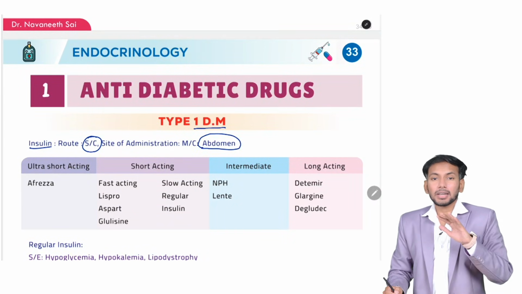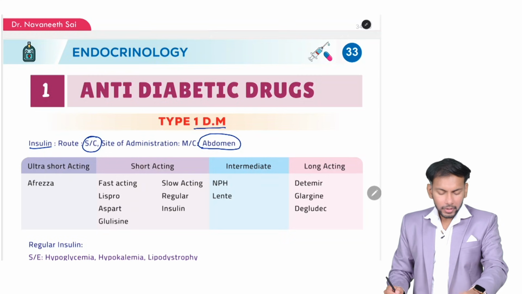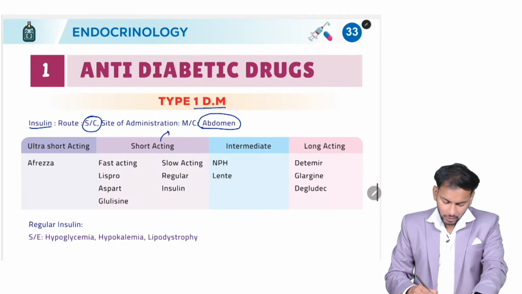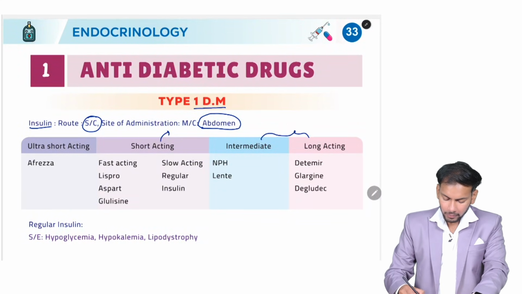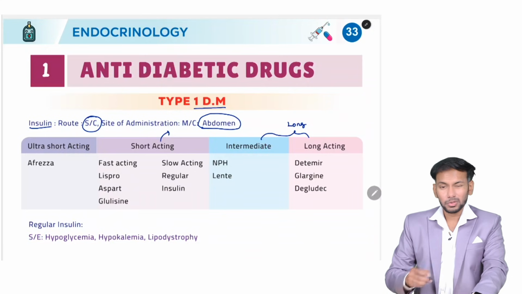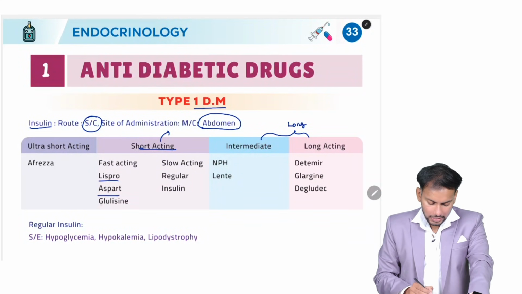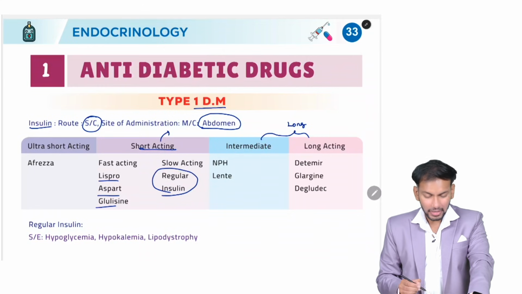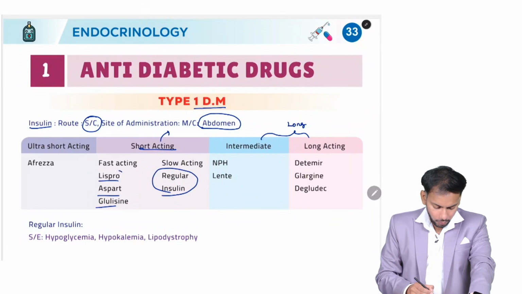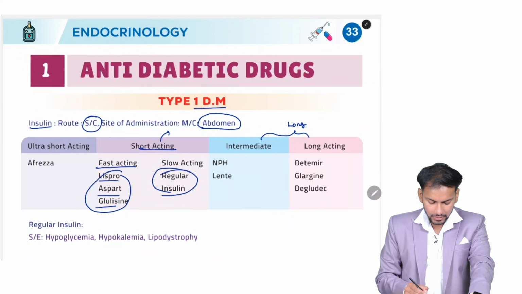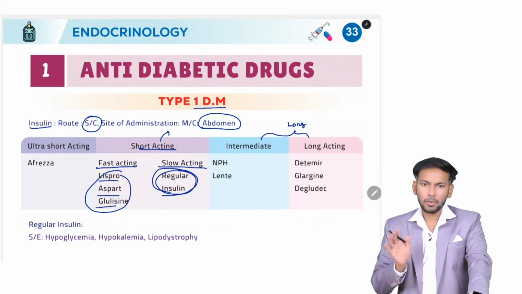Now, what are the types of insulins that you know? See, according to the textbooks, there are only two types, short acting and long acting. But I've divided into 2 to 3 groups. Let us see how. Short acting you have Lispro, Aspart, Glulisine as well as regular insulin. But Lispro, Aspart, Glulisine are fast acting, regular insulin is slow acting. This is how I divided it.